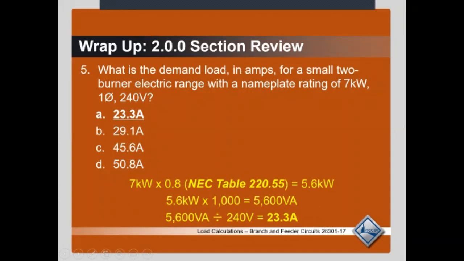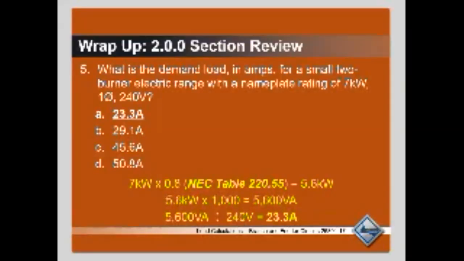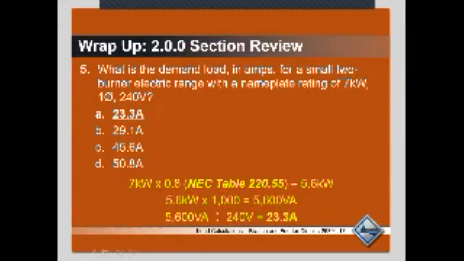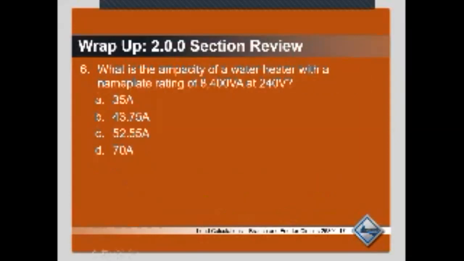Like I said, we'll have that sheet that'll be able to give you those formulas. But the whole purpose of this is, remember when we talk about appliances, we take out 7,000 volt amps, we multiply it times 0.8 based off of the number of appliances. 80%. All right, what is the ampacity of a water heater with a nameplate rating of 8,400 volt amps at 240 volts?